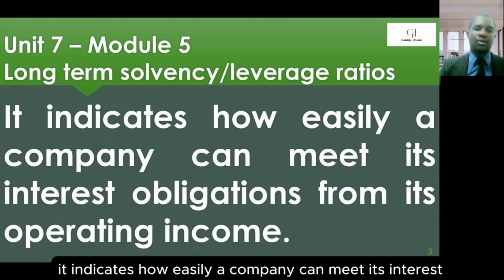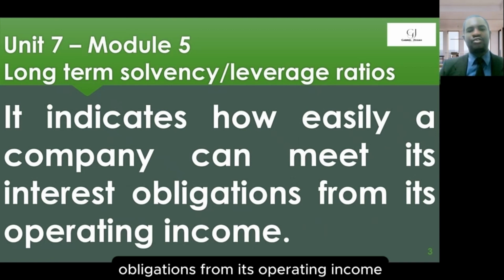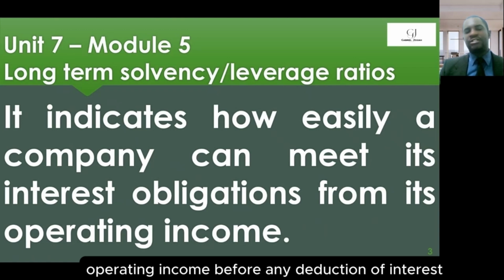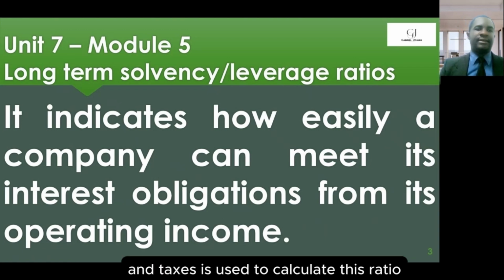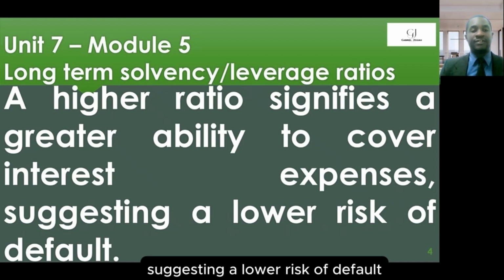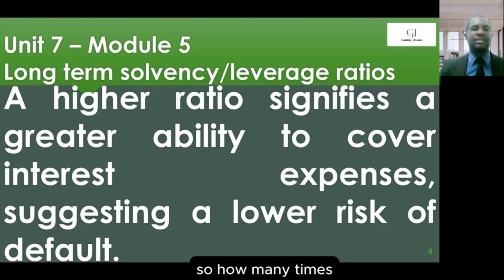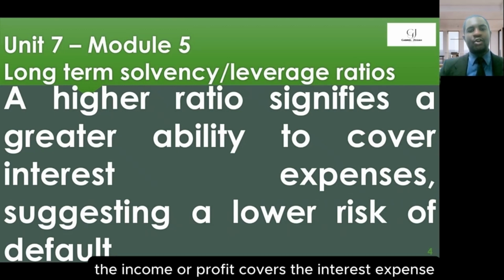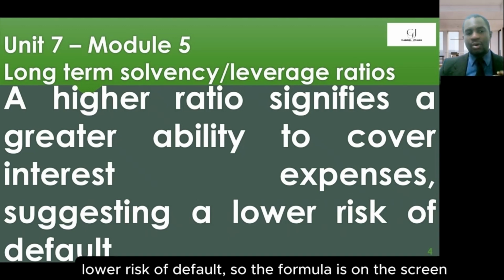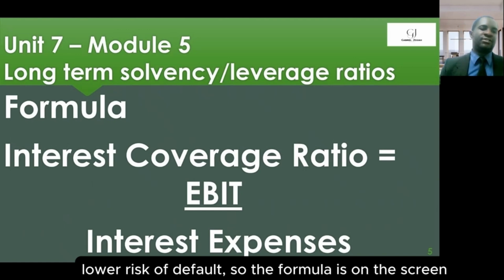It indicates how easily a company can meet its interest obligations from operating income. Operating income before any deduction of interest and taxes is used to calculate this ratio. A higher ratio indicates a greater ability to cover interest expenses, suggesting a lower risk of default. So how many times the income or profit covers the interest expense signifies a greater ability and lower risk of default. So the formula is on the screen.